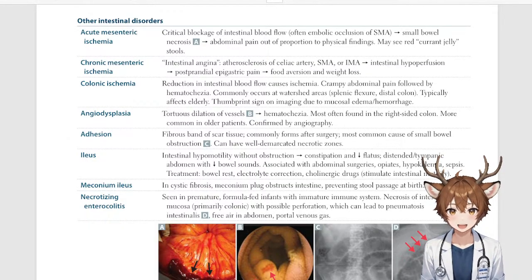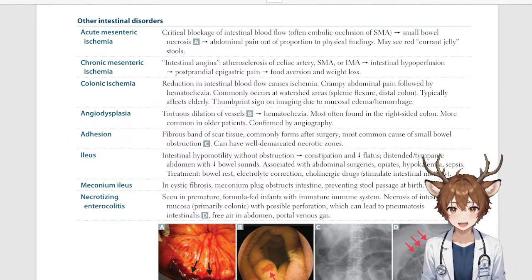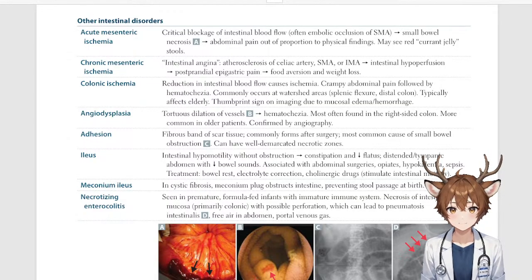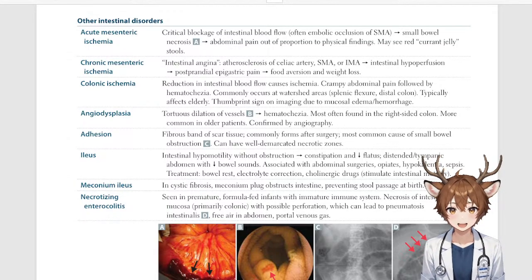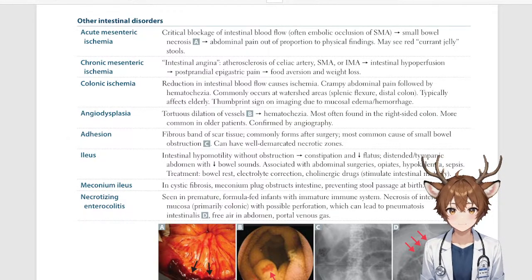Yeah, I'm just thinking about red currant jelly stool, because they say acute mesenteric ischemia can cause red currant jelly stool. They say that small bowel obstruction and vascular compromise can lead to intermittent abdominal pain, vomiting, and bloody currant jelly stools as well. So just be aware of that. It's not just one thing that might present like that. Just think about how it develops, and then that can give you some hints as to what's going on.